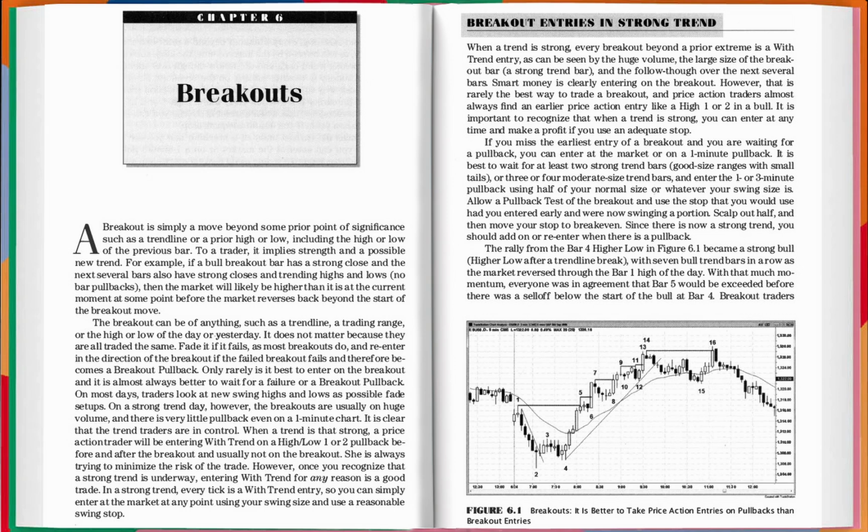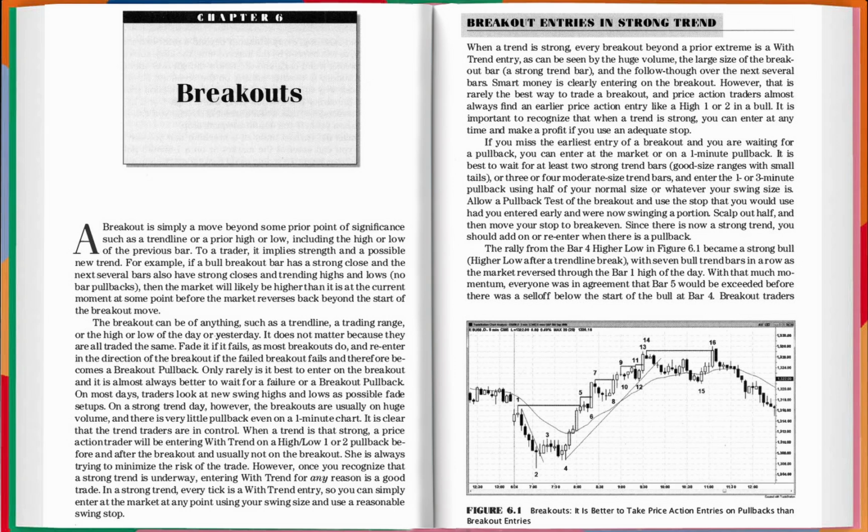For example, if a bull breakout bar has a strong close, and the next several bars also have strong closes and trending highs and lows, no bar pullbacks, then the market will likely be higher than it is at the current moment at some point before the market reverses back beyond the start of the breakout move.